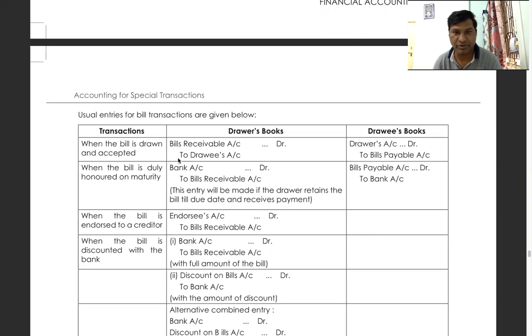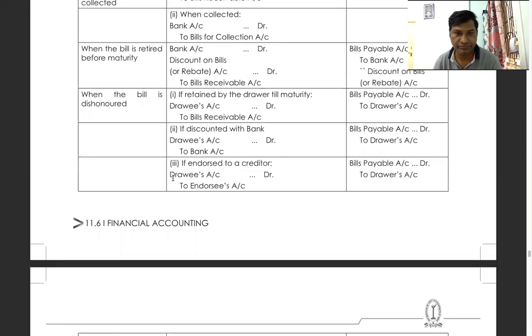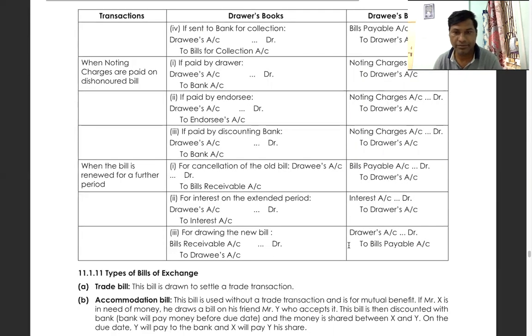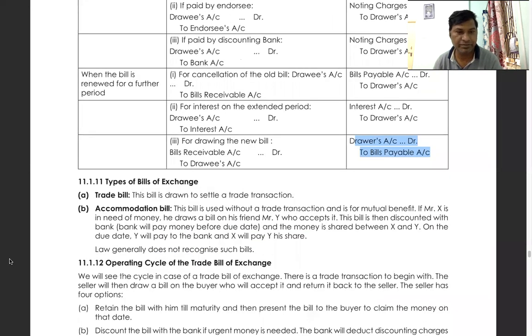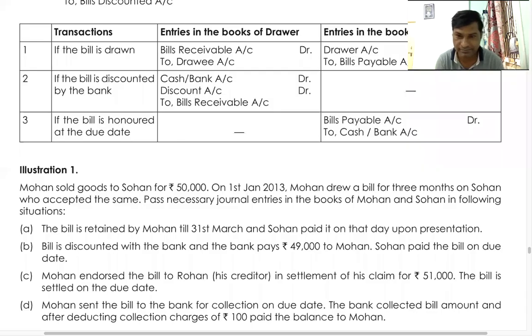Bill receivable to drawee, drawer to bill payable. A fresh similar transaction you can see here. That's it. So these are the entries for 1st Jan 2013.